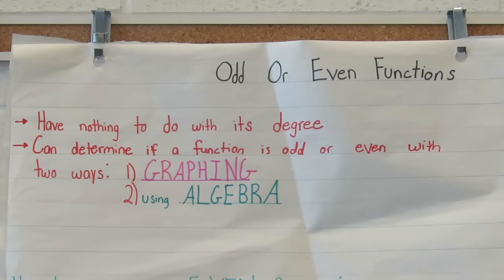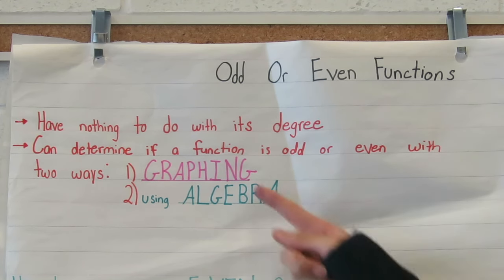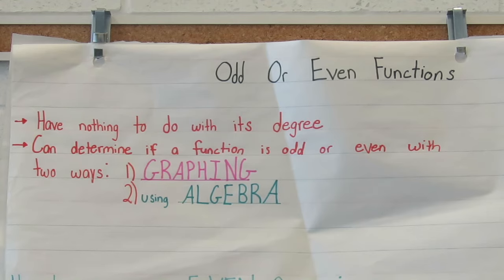So next, I'll be talking about odd or even functions. Note that odd or even functions have nothing to do with its degree. You can tell if a function is odd or even using two ways. First of all, there's graphing, and second, you can check using algebra.